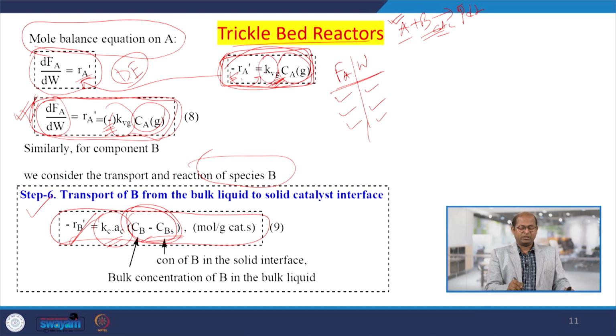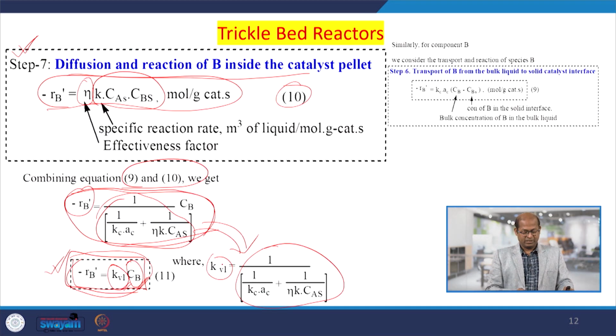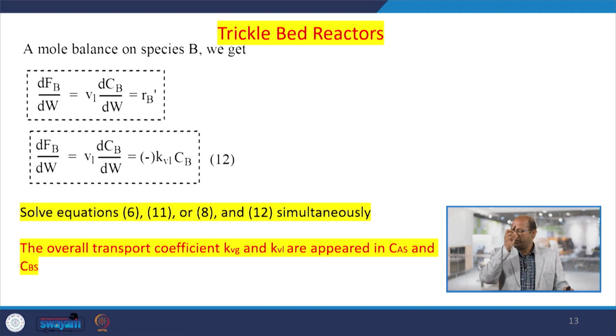So, if we want to know the K_VG value, then we have to use equation 7, and if we want to know the K_VL value, then we have to put all these components in this equation, then we can get K_VL and put it in equation 11, and then the rate equations we can easily find out. Similarly for design equations, for the trickle bed reactor, we are considering a packed bed type of reactor.